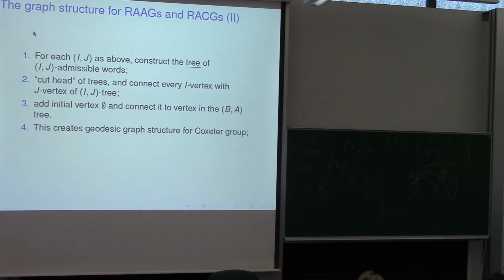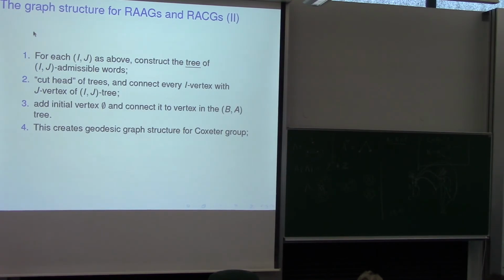So this is the main part of the graph, and then you just add one more thing. You look at this BA tree, which contains A, B, C in the usual order. You take an initial vertex, let's say the 0, and you connect it to all of them: to A, to BA, to C.